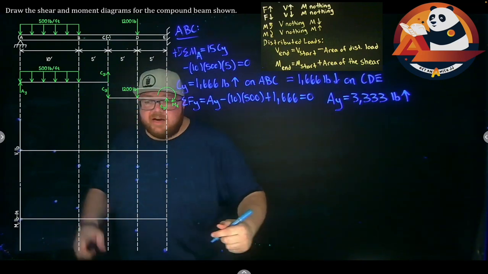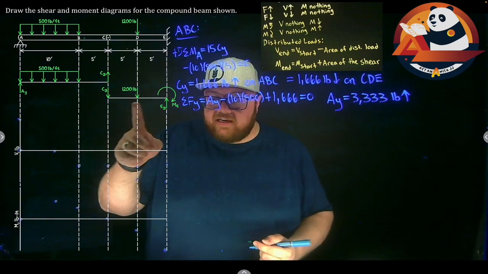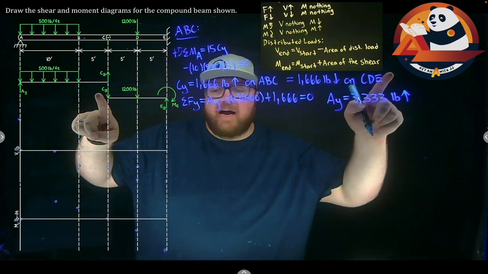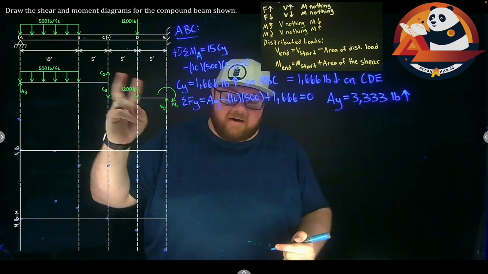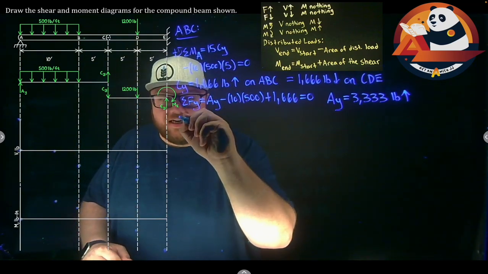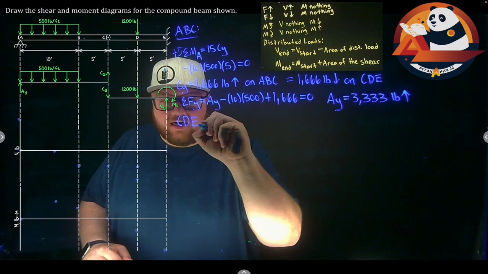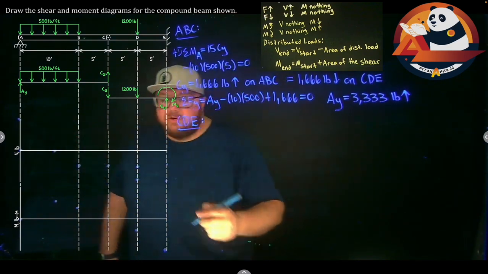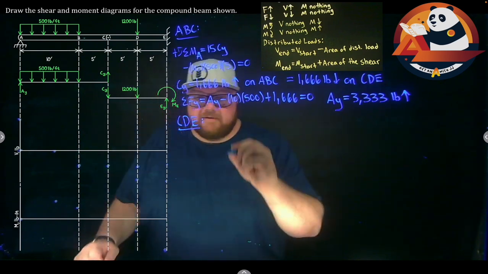From there, we can move on and look at member CDE to figure out my other support reactions. With C known, I know it's going down on CDE. I have EY and ME, two unknowns to go in there. So let's go to my next piece, CDE, and we can work with this one. Let's start out, and summing forces in the y will get me my EY.